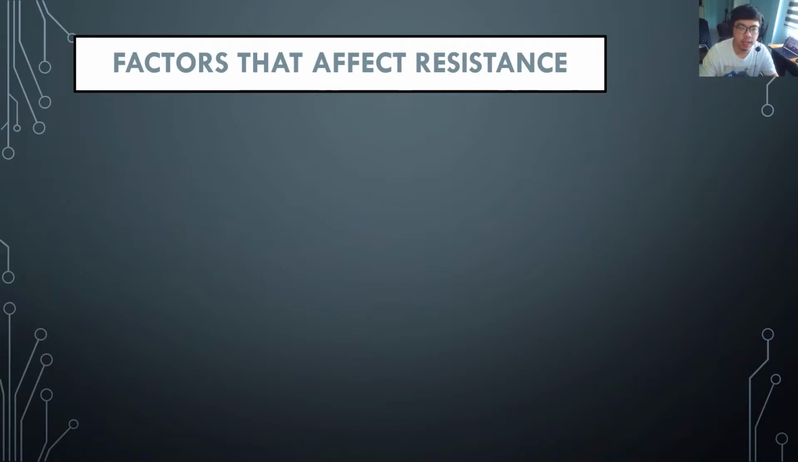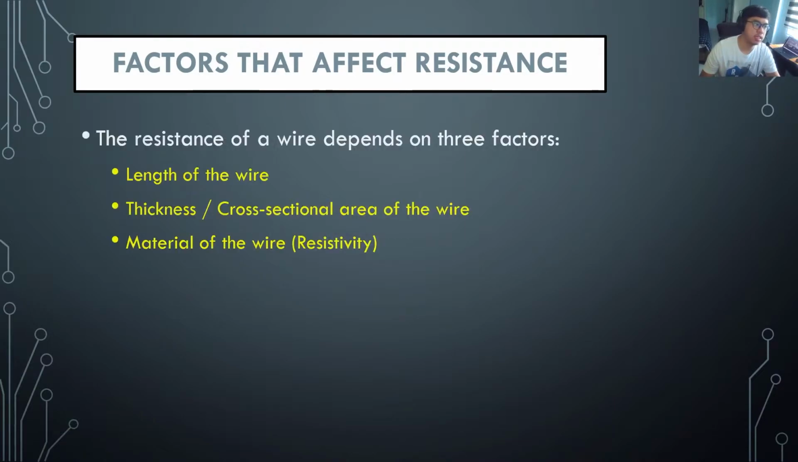Now there are some factors that affect the resistance. Today we're going to look at wires. Some wires have more resistance than others, and what are the factors that affect the resistance of these wires? There are actually 3 factors: the length of the wire, the thickness of the wire, otherwise known as the cross-sectional area of the wire.